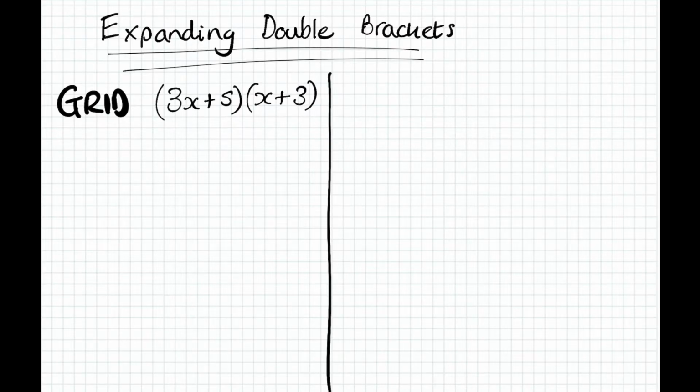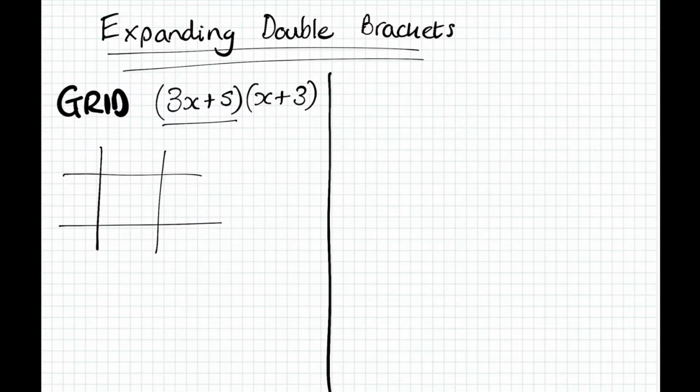Okay, so the grid method first, pretty simple. Start by drawing yourself a grid, and then you're going to break each bracket up into a part of the grid. So let's take the 3x plus 5 first. We're going to put the 3x in here, plus 5 in here. Then we're going to split up the x plus 3. So you're going to write x here and plus 3 here.